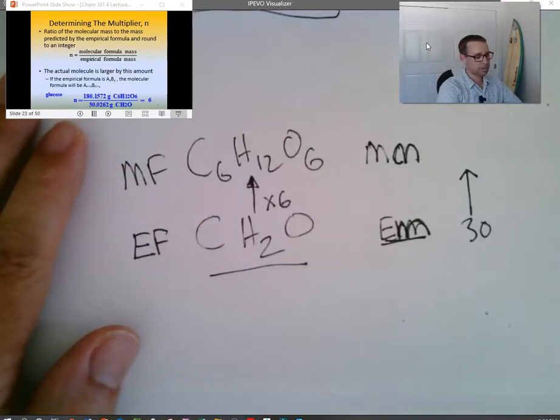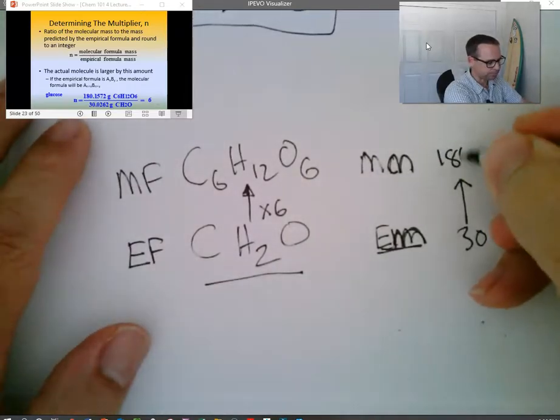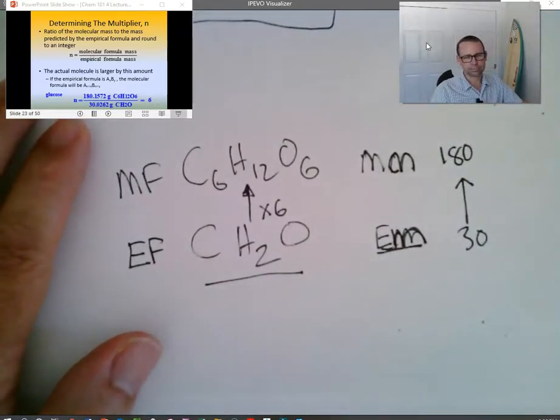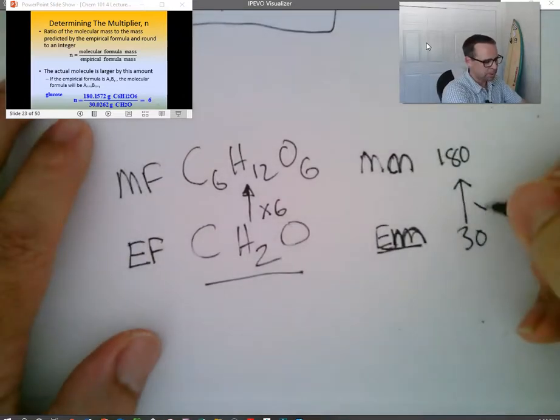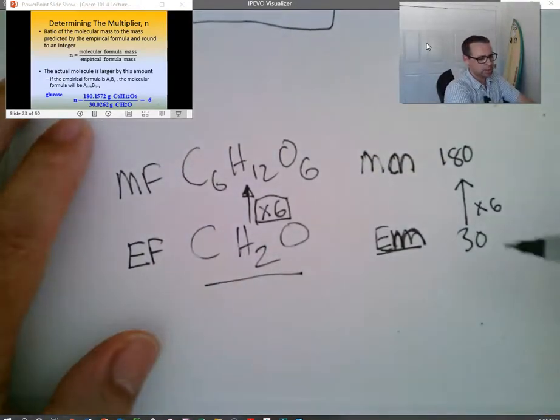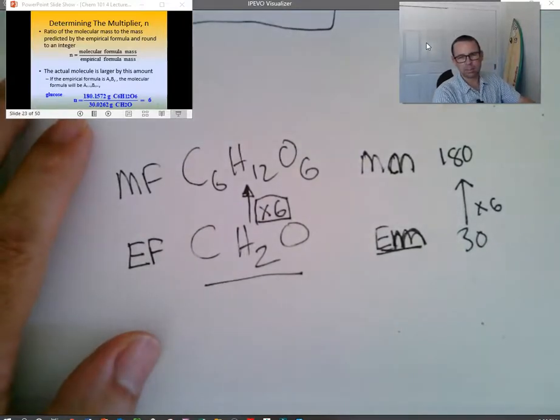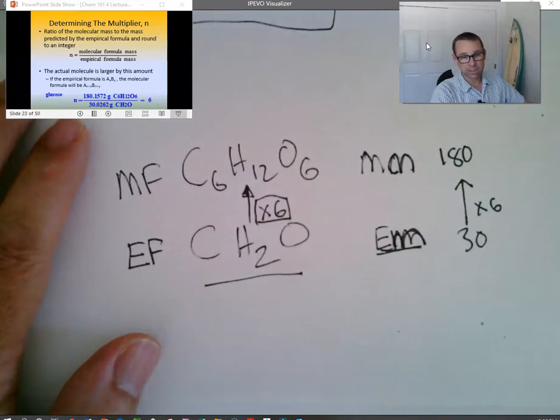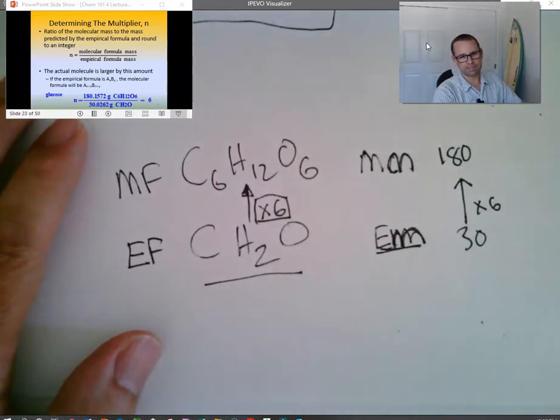180. 180, very good. How did you know that? Multiplied by 6. Multiplied it by 6. Because the same multiplier that exists here is going to exist between the empirical formula's mass and the molecular mass, or the molecular formula's mass. Right?